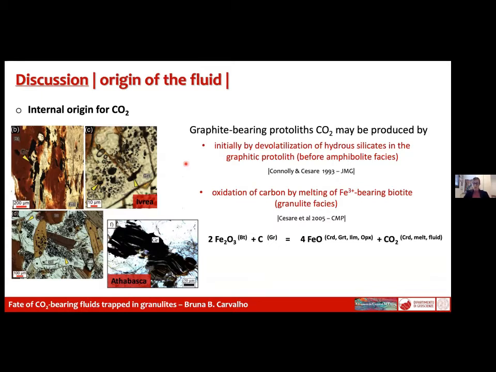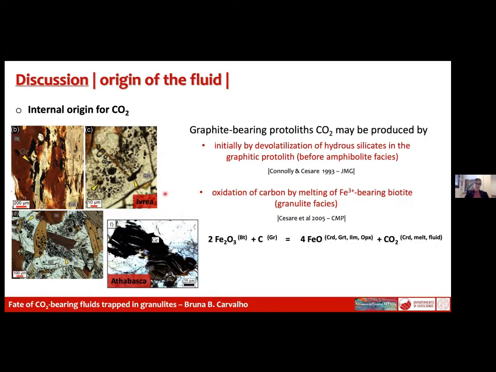And two possibilities can be envisaged. One is an internal origin for the CO2. This will be the case if the protolith was a graphite-bearing one. In this case, the CO2 can be produced by volatilization reactions before amphibolite phases, but at granulite phases, it can be produced by oxidation of the carbon by the melting of iron 3 plus bearing biotite. And in this case, CO2 will be produced. It can partition to cordierite, to the melt, but if you have enough fluid, it will form a free fluid phase. And we think that for Athabasca and Ivrea, this is a likely possibility.